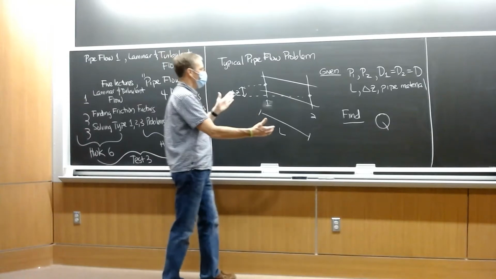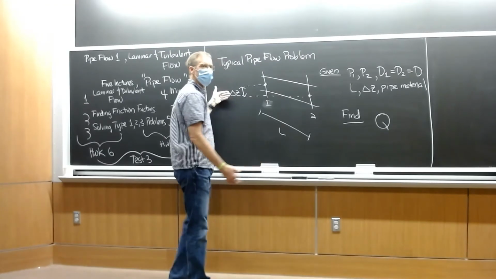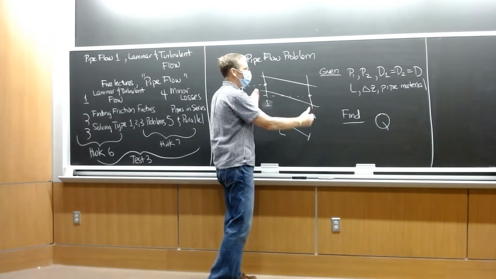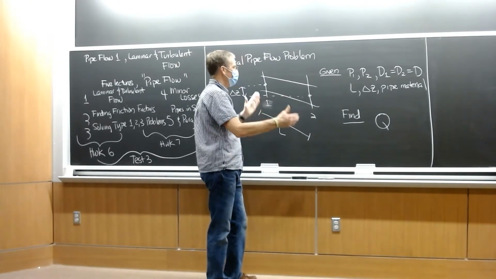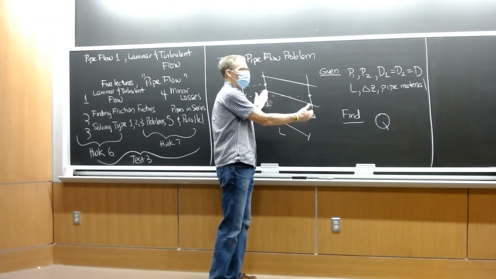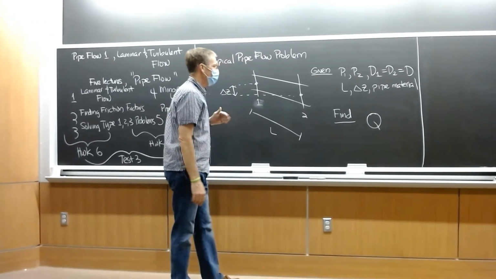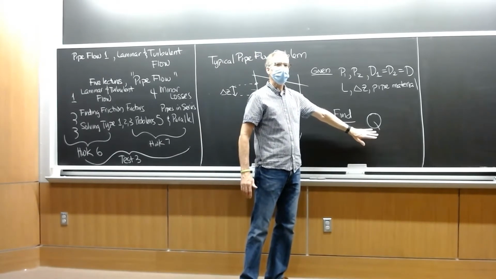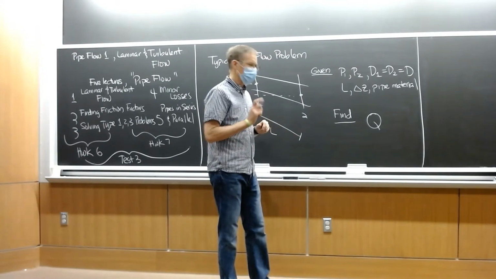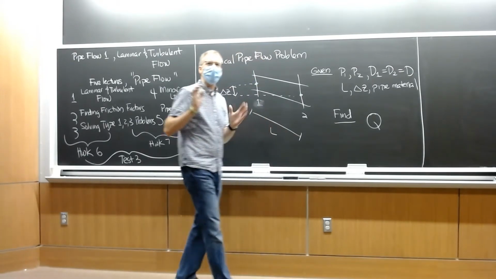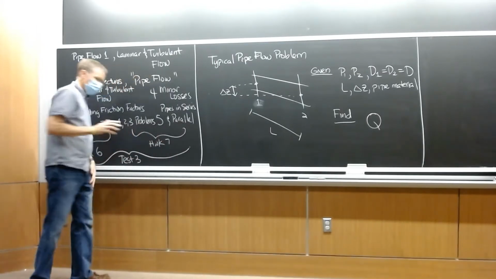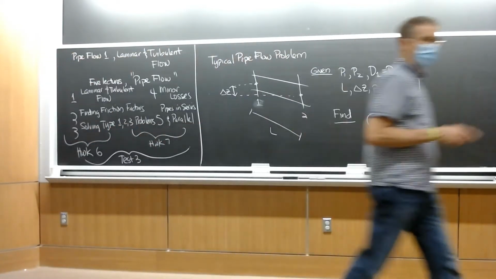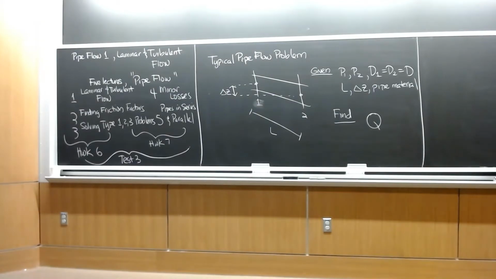You've got a length of pipe with an elevation difference, and you're given pressures upstream and downstream, and the diameters, which are typically not changing, but they might be, and you're asked to find the Q. All right, if you were starting to work on this problem, what equation could we use?